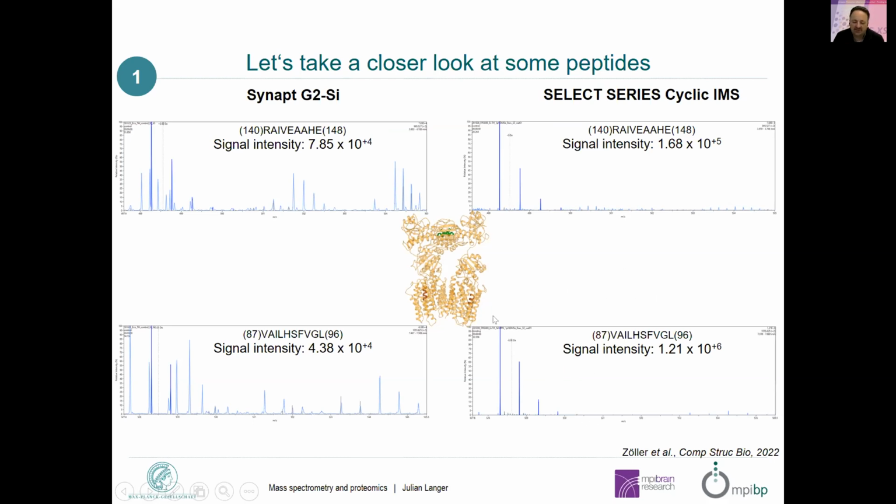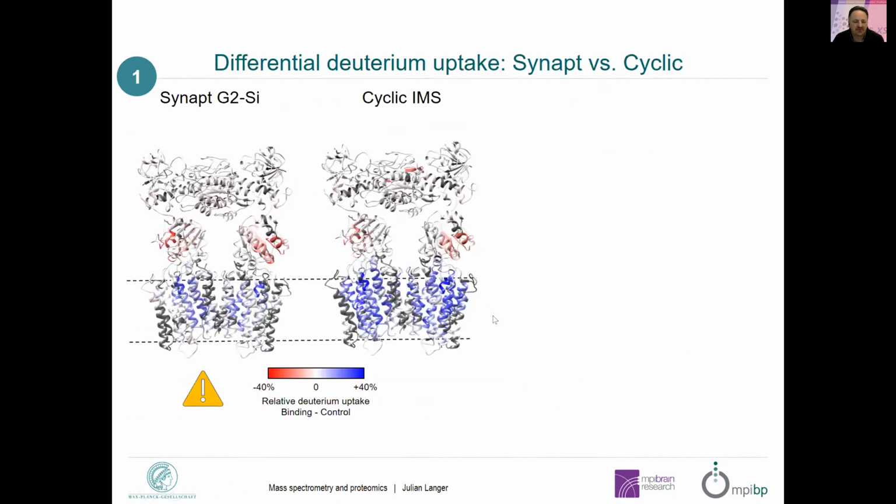So that was really exciting for us, and we dived a bit deeper into the data and did a full evaluation. And this is a comparison of the Synapt data and the cyclic data. Also, keep in mind here, please, that we had to adjust the color scheme a bit here.